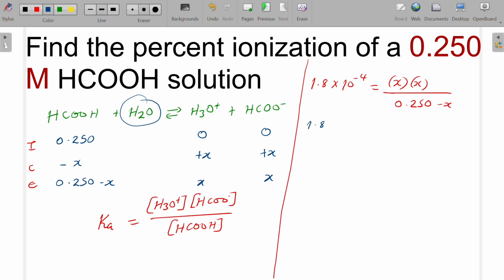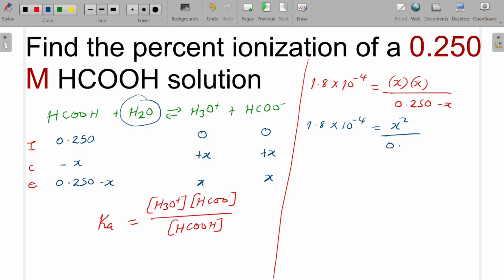So we are going to have 1.8 times 10 to the power of minus 4 is equal to, on top, just x squared. Now down here, we're going to ignore this x. We're ignoring it with the concept of the change. The value of x, the change it's going to bring to the initial concentration, is very small, so it's not going to affect anything, and is below 5%. That's an assumption we are making, and we are going to check if it's correct or not.